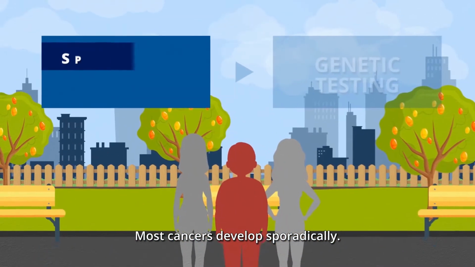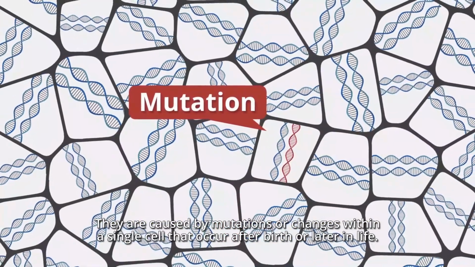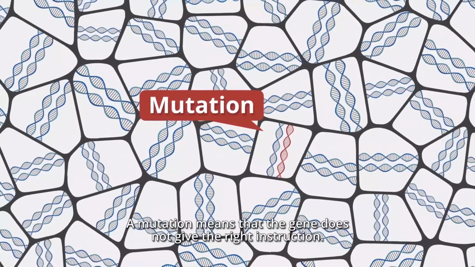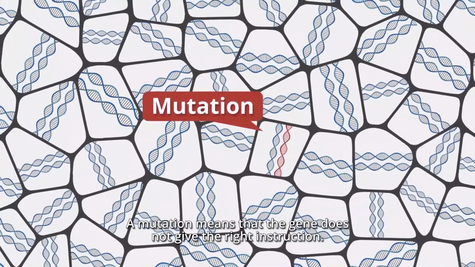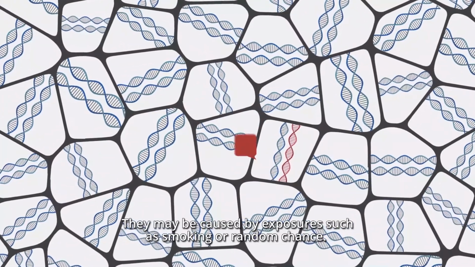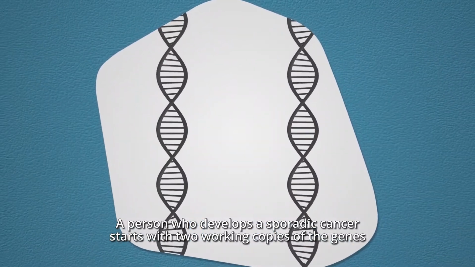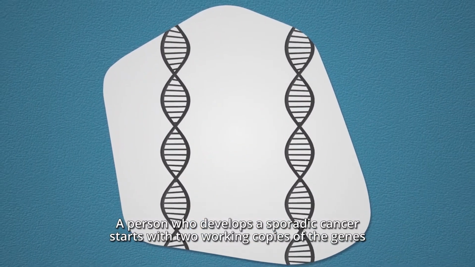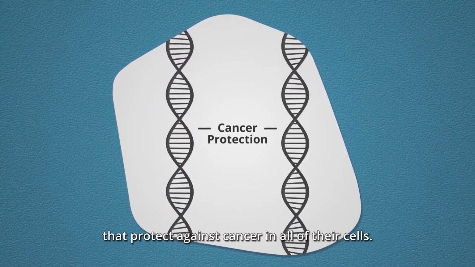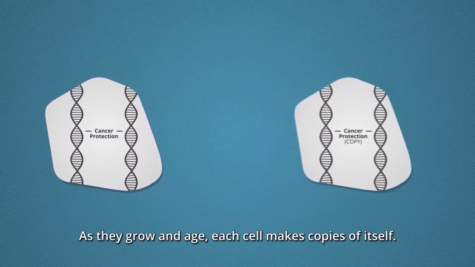Most cancers develop sporadically. They are caused by mutations or changes within a single cell that occur after birth or later in life. A mutation means that the gene does not give the right instruction. They may be caused by exposures, such as smoking or random chance. A person who develops a sporadic cancer starts with 2 working copies of the genes that protect against cancer in all of their cells. As they grow and age, each cell makes copies of itself.